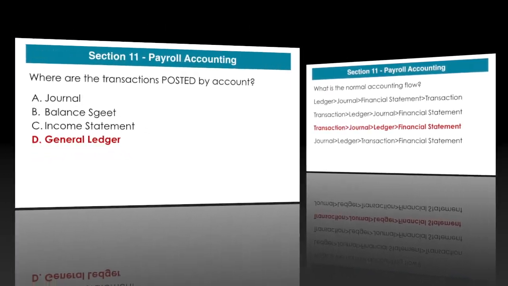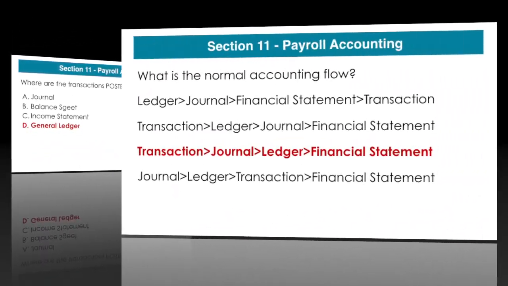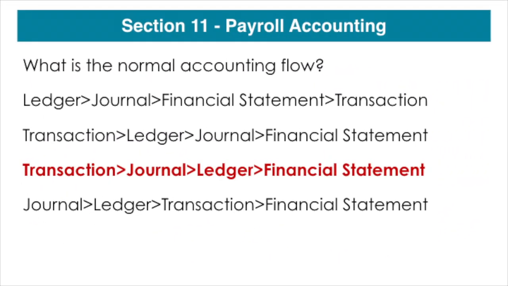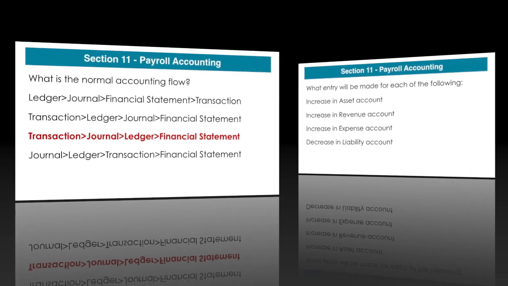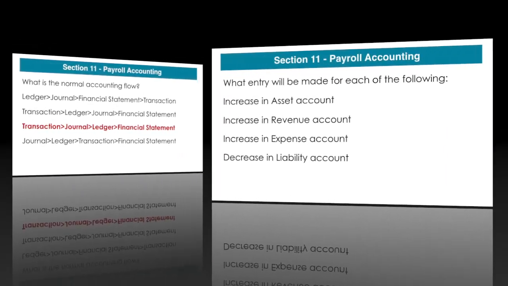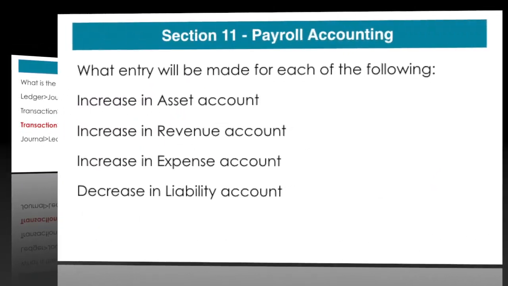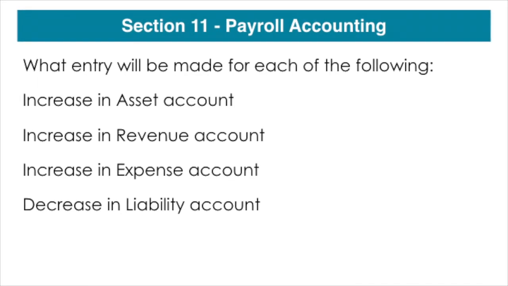What is the normal accounting flow? Meaning how the transactions flow. First, there is a transaction. We record the transaction in the journal. Then we post it into the general ledger, and from there it goes into the financial statements. I want you to pause the video here and do this question, and the answers will be provided in the next slide.